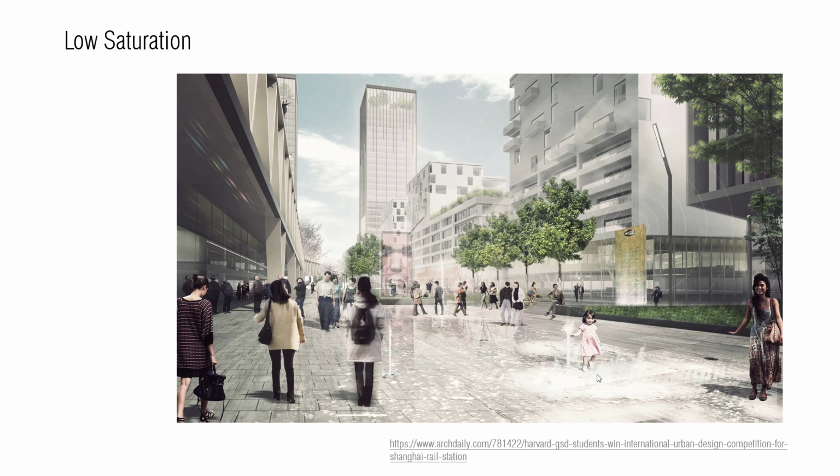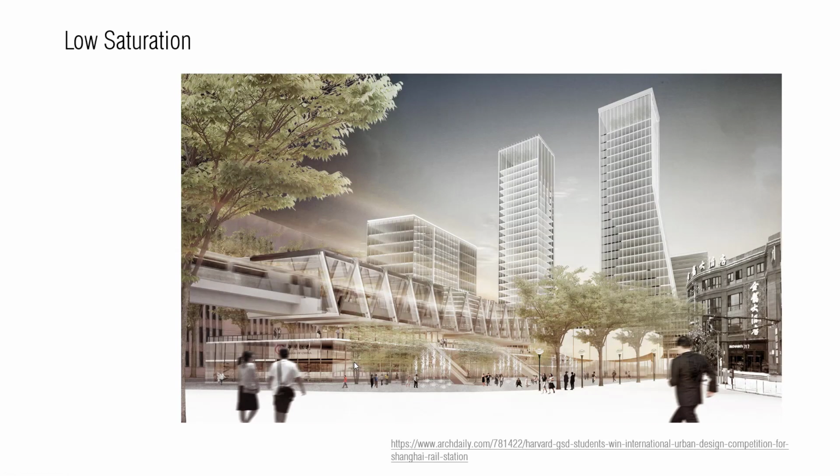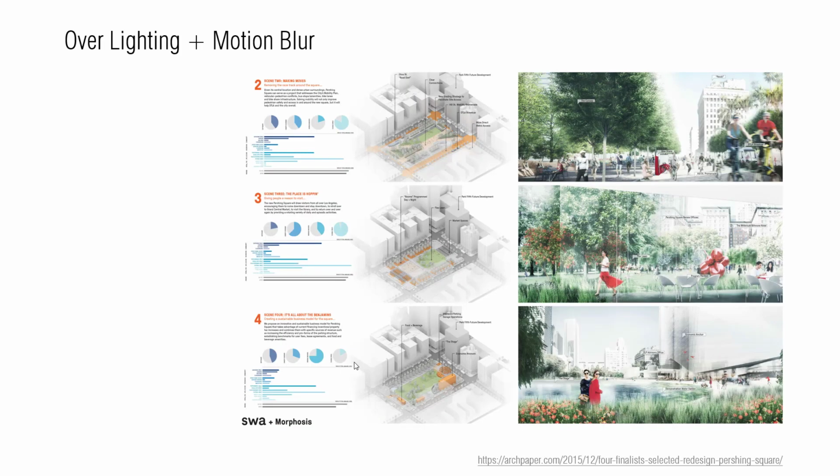And then in a lot of landscape architecture renderings, you see low saturation. So that's a very common technique used. Not only the environment, the buildings, the pavement, but also people are low saturated. This is another example of low saturation.